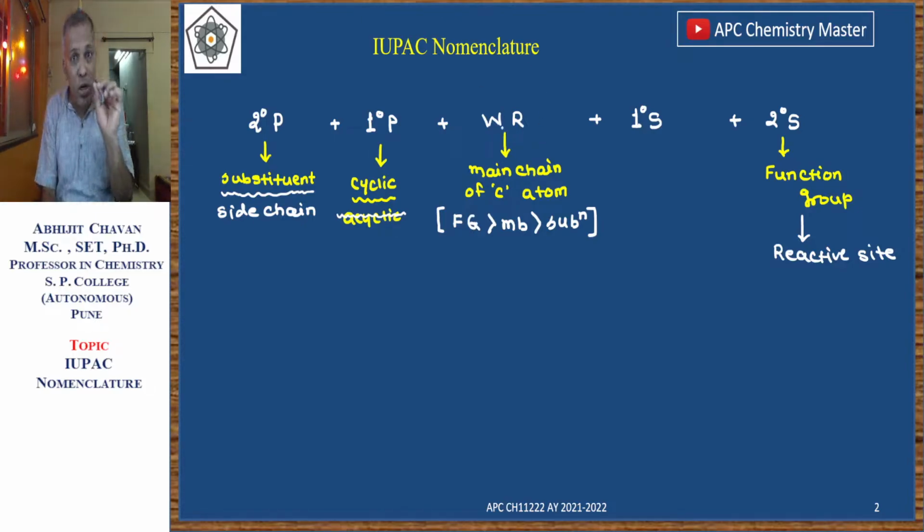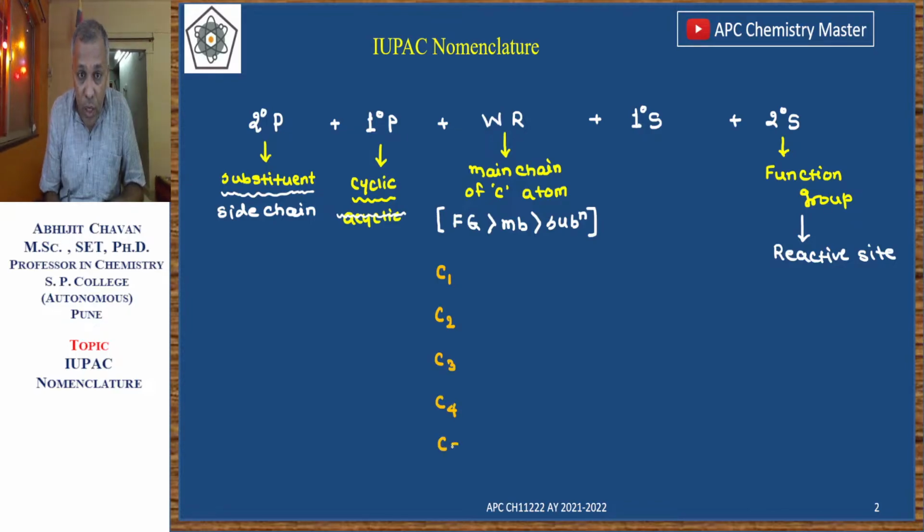Is it clear? So the word root gives me an idea about the main chain of carbon compounds or carbon atoms, which is the longest continuous chain, and in this longest continuous chain, minimum number should be given to the functional group, then multiple bond and the substituent. That is the preferential order for numbering the longest continuous chain, which is the main chain. Now in this main chain there may be a number of carbon atoms. How many carbon atoms may there be? For example, there may be a single carbon atom, 2 carbon atoms, 3 carbon atoms, 4 carbon atoms, or 5 carbon atoms.